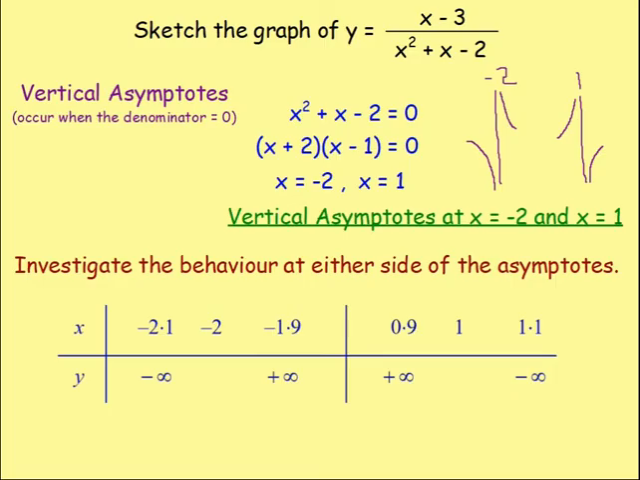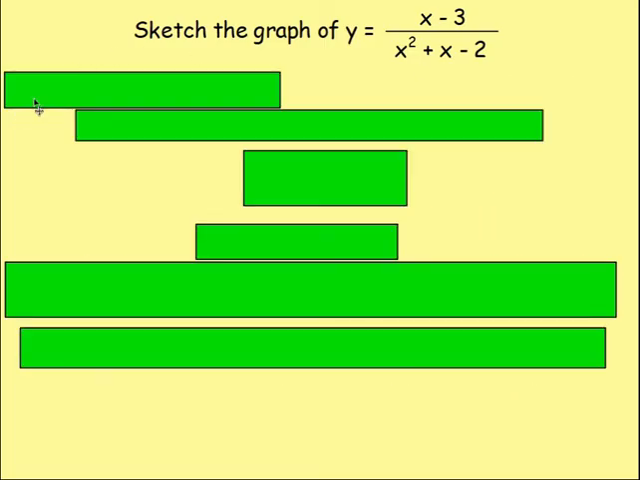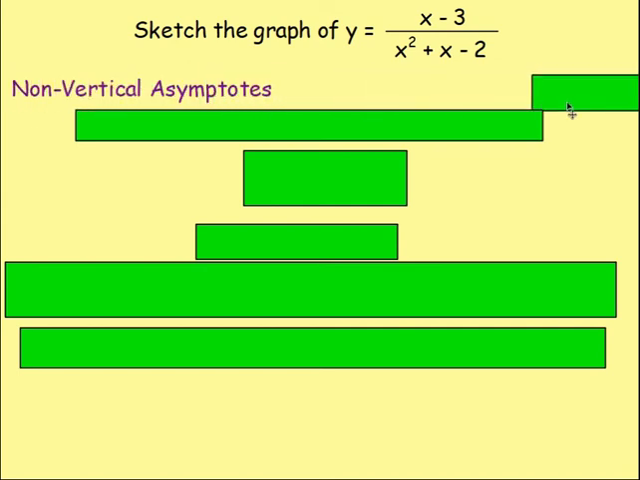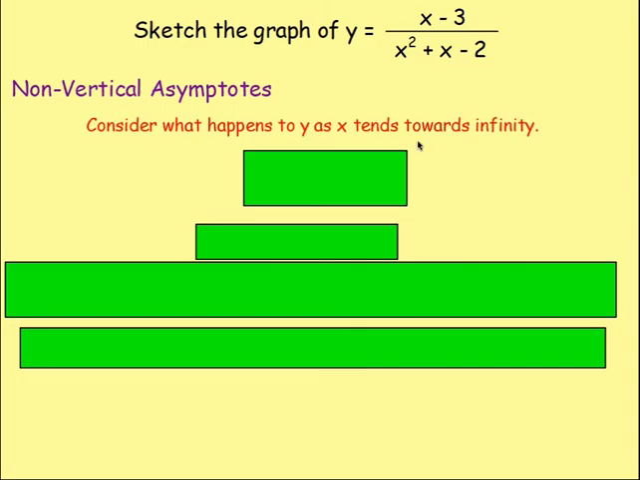What do you look at next? Good. After that, you will look at the non-vertical asymptotes. What do you think about, Heather, when you have non-vertical asymptotes? What do you need to consider? Good. You need to consider what happens as x tends towards infinity.